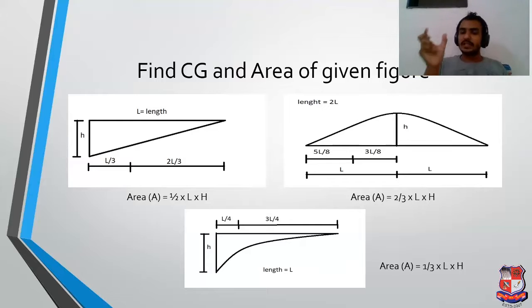There is one more thing. Listen, if the length of the beam is twice L, and I want to halve it, then it will be L. If I say the length between points A and B is only L, then what is the half? L by 2. Okay, simple.